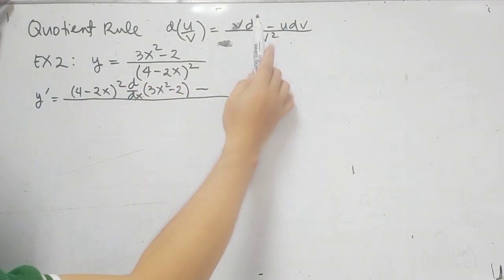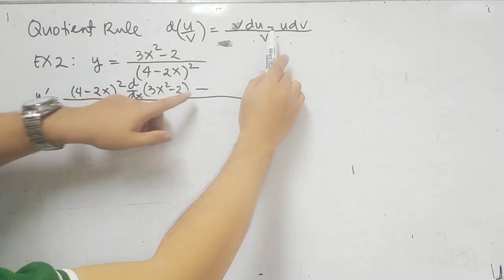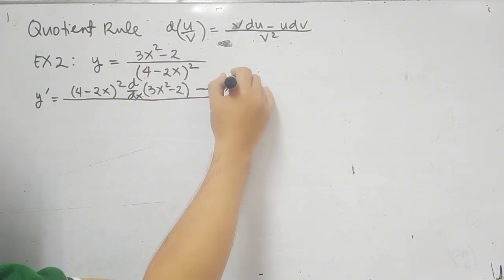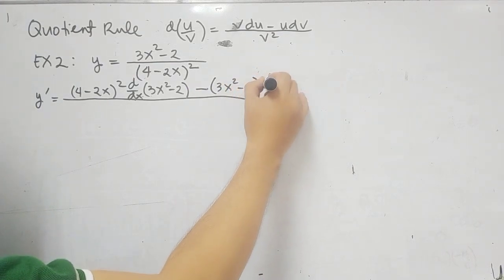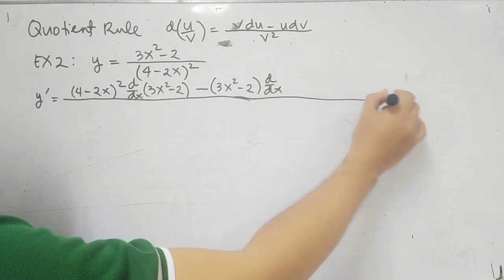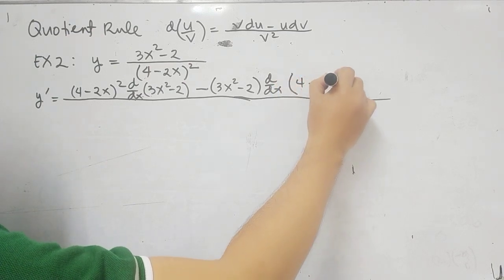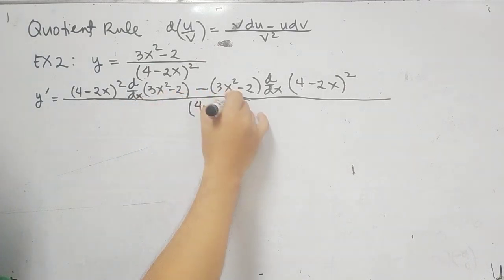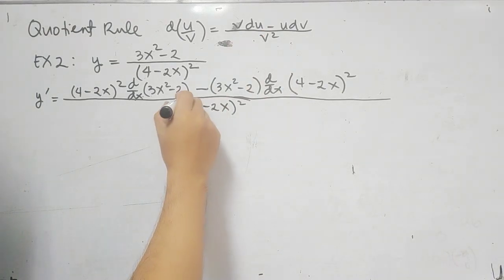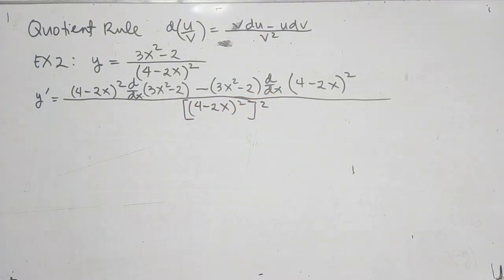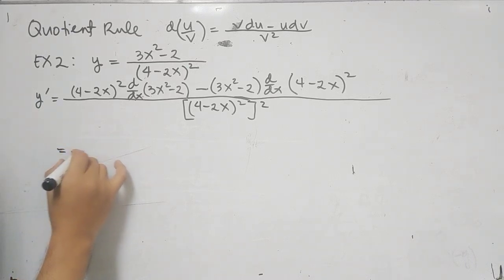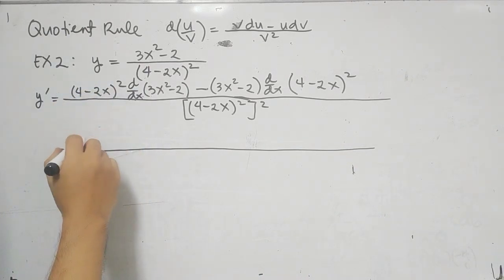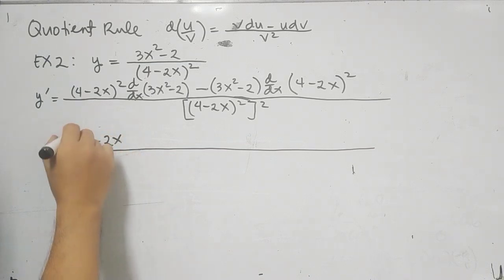Minus, so this is our formula, v du minus u dv. So this time we will write our numerator, 3x squared minus 2 times the derivative of your denominator, which is 4 minus 2x raised to 2. Divided by 4 minus 2x raised to 2. And then take note, this is v squared, so we have to square this one. Okay. Then next, 4 minus 2x raised to 2. We will copy this one. 4 minus 2x raised to 2.